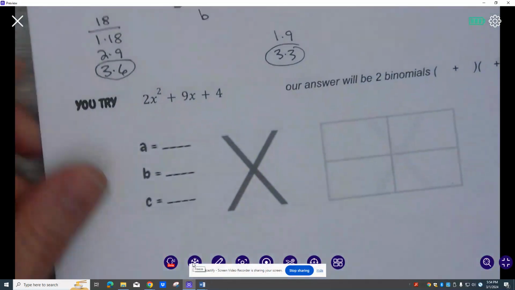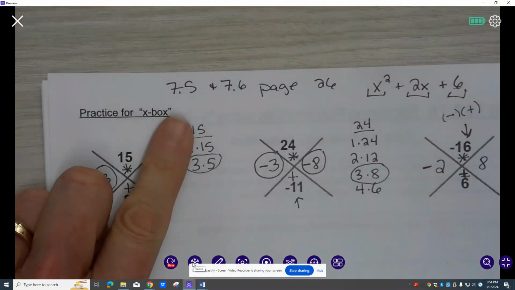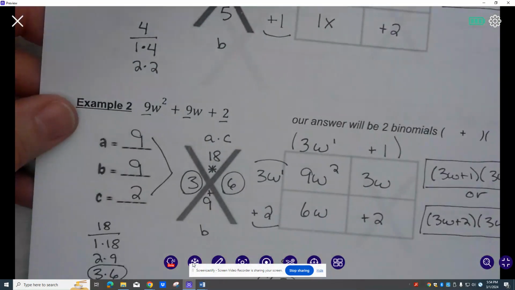Algebra 1 students, another video for section 7.5, 7.6, factoring using the X box.